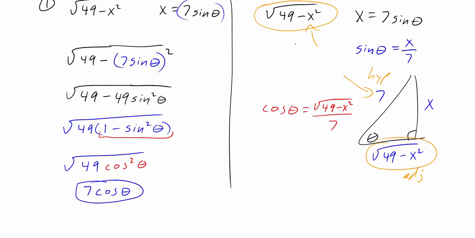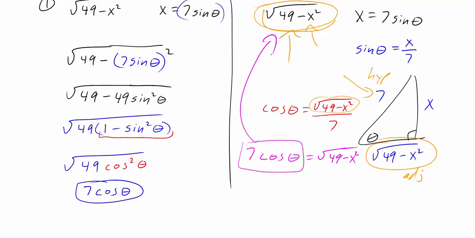Now, remember, we're trying to solve for this square root of 49 minus x squared. Well, we have the square root of 49 minus x squared. All we have to do is eliminate the 7. So if we multiply both sides of the equation by 7, we would then end up with 7 cosine theta equals the square root of 49 minus x squared. So that means here this 7 cosine theta is equal to this expression, which is exactly what we found over here.